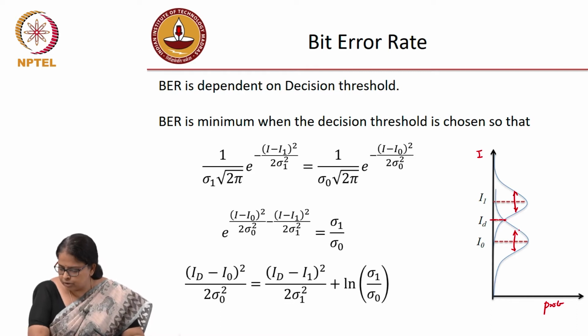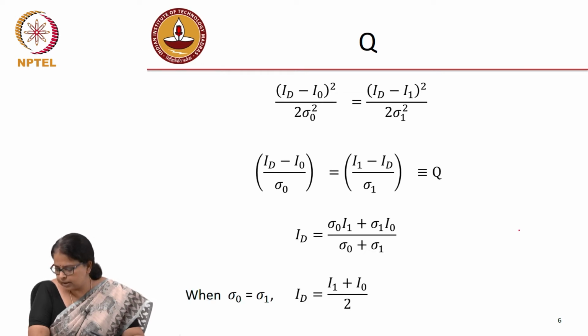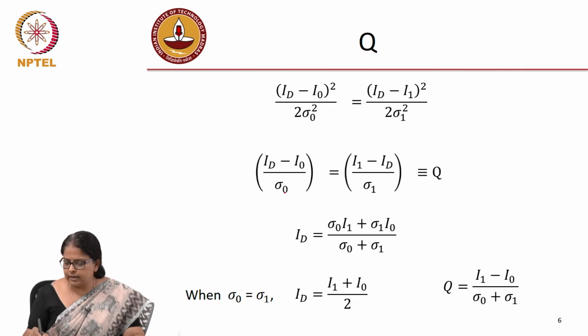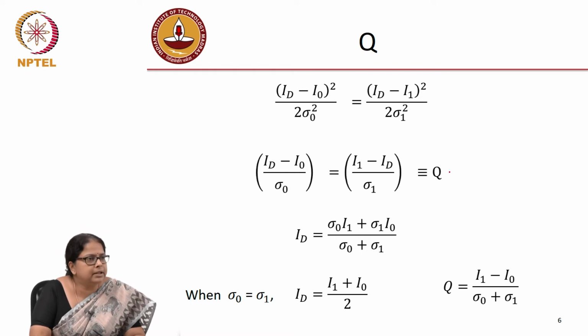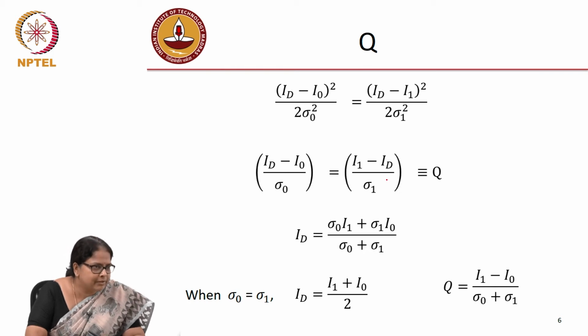We did a little bit of math to show that the optimal decision current, which could be written in terms of voltage or current, is decided by sigma naught and sigma 1. When sigma naught is equal to sigma 1, your ID is (I1 plus I naught) divided by 2. You also define something called Q, which is (ID minus I naught) by sigma naught, or (I1 minus ID) by sigma 1. This definition is true only when you have thermal noise limited operation, otherwise these two numbers may turn out to be different because sigma naught is different from sigma 1.